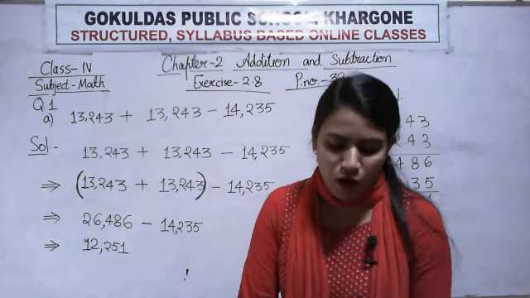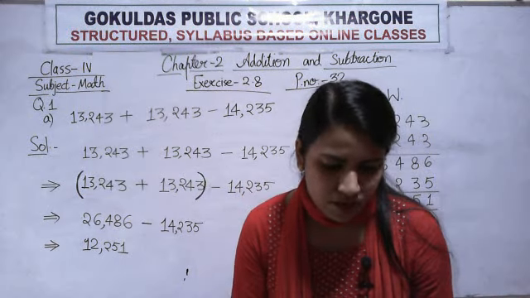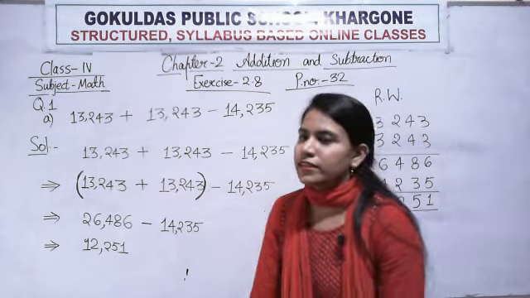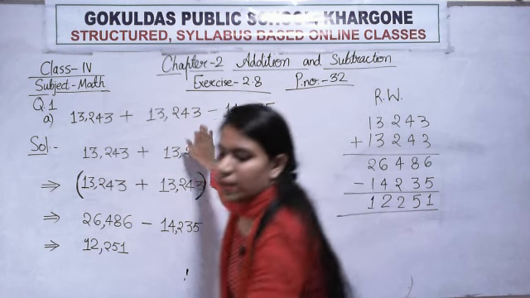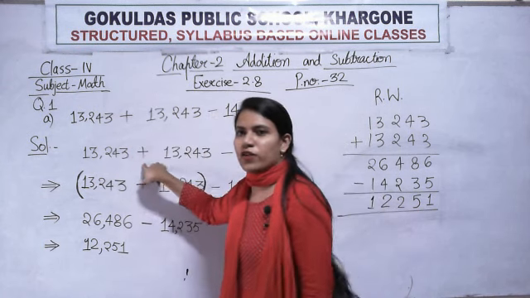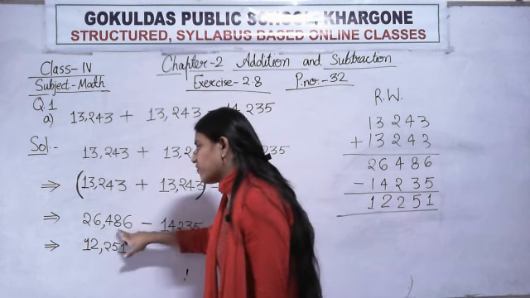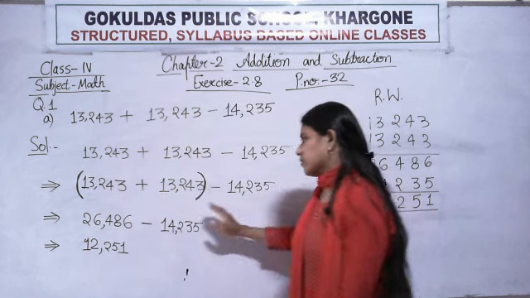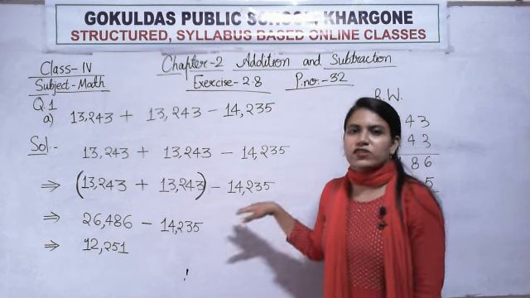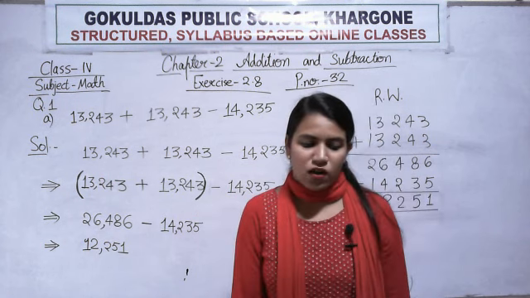Okay. Now observe what we did for solving this question. We make the group of two numbers. Then first we solve the bracket part. Then we solve the remaining part of the question. Okay. So this is how we solve this question.